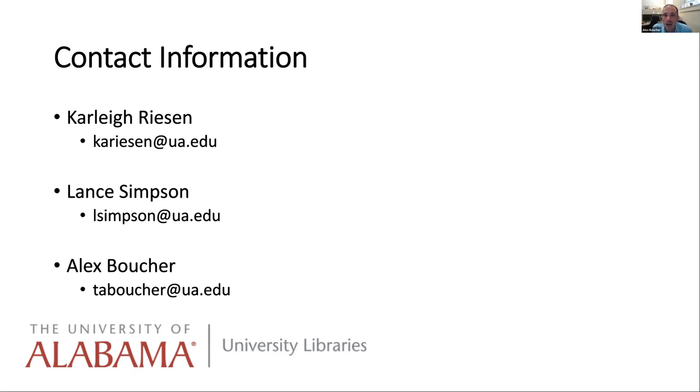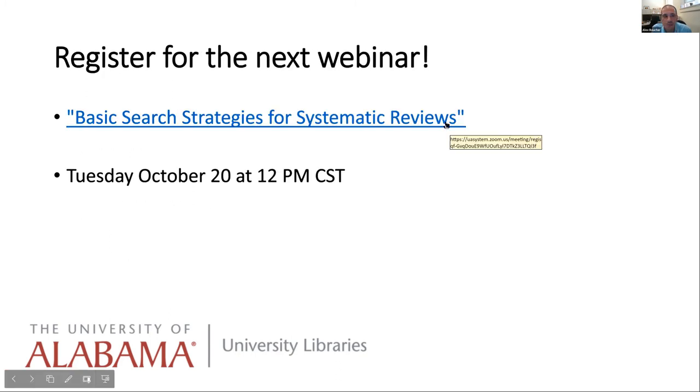As far as the next workshop goes, next Tuesday at the exact same time, we will be doing the second of our three-part workshop series, which is possibly the more interesting or important part, or if you're starting to work on a systematic review, it might be the scary part, which is: how do I go about finding all published studies that meet my inclusion criteria? What is the best way to search for articles? What databases do I use? What search strategies do I use?